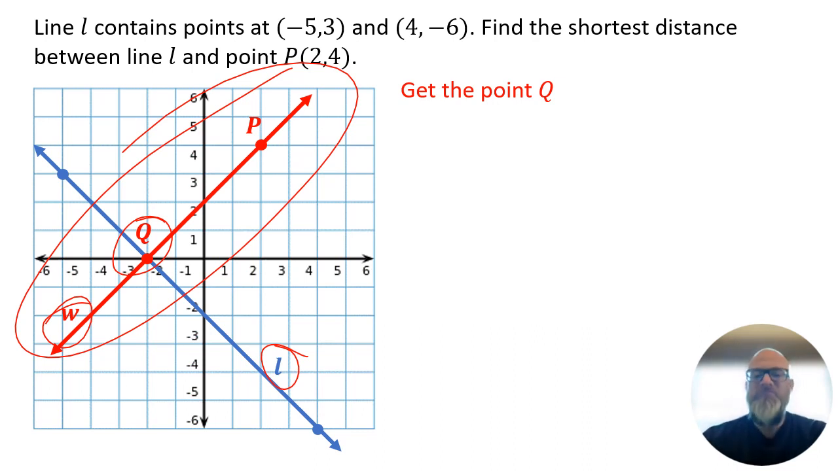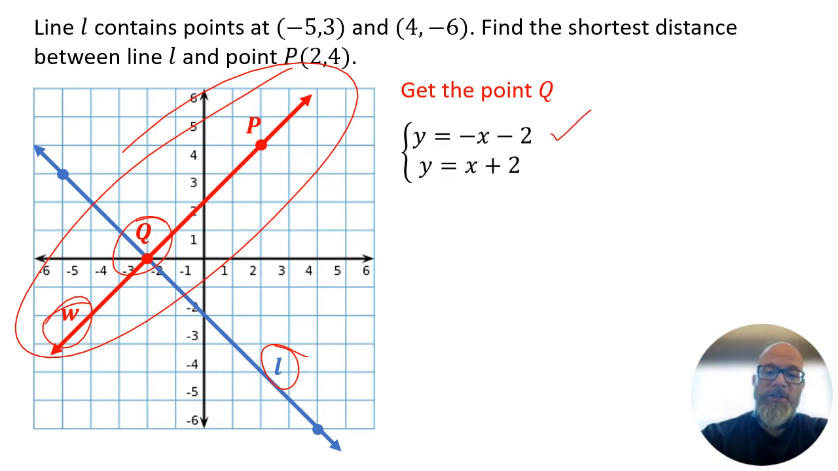Okay, so what you have to do is solve a system of equations. We have the equation of line L, which is right here. We have the equation of line W, which is right here. To find the intersection of the 2 lines, you just solve the system of equations. All right, so we're going to use elimination. I would suggest adding line 1 to line 2.